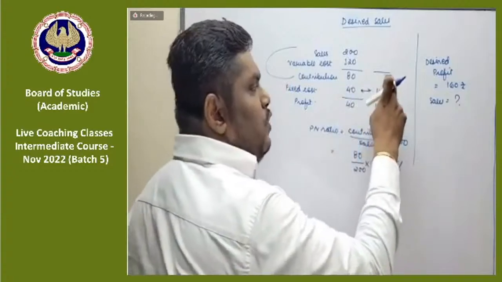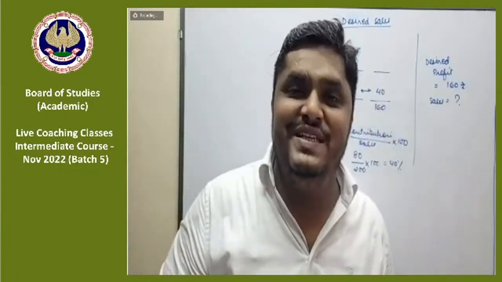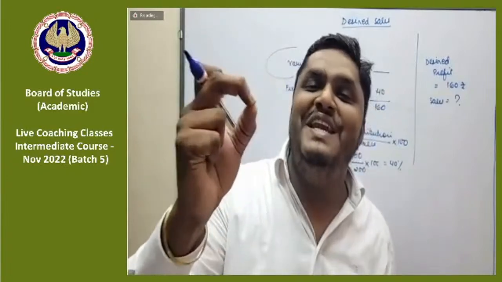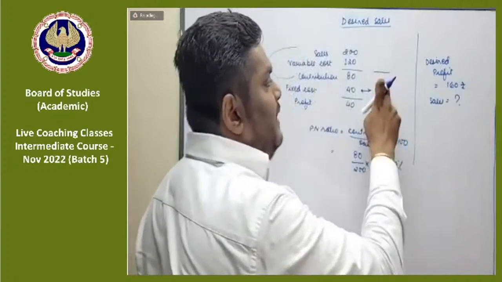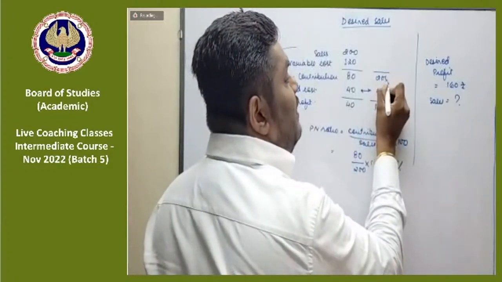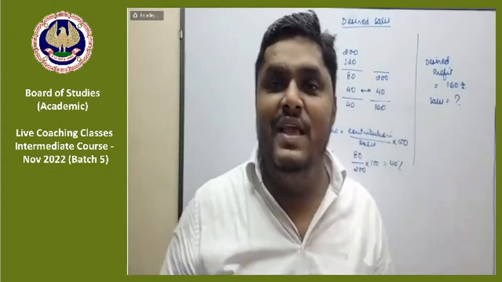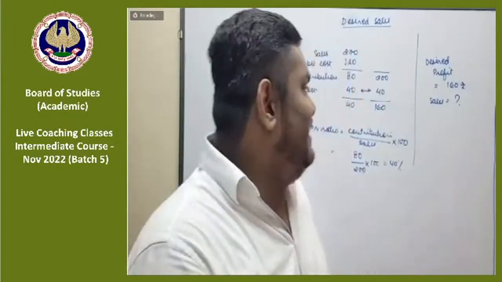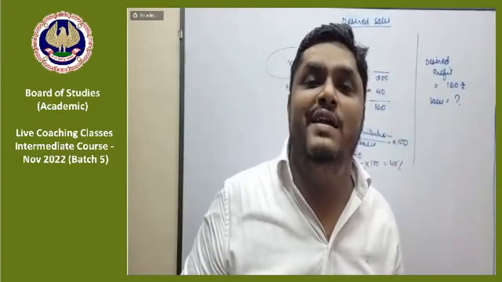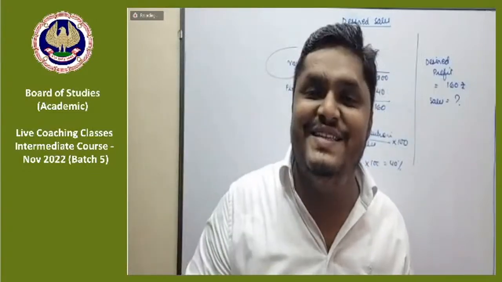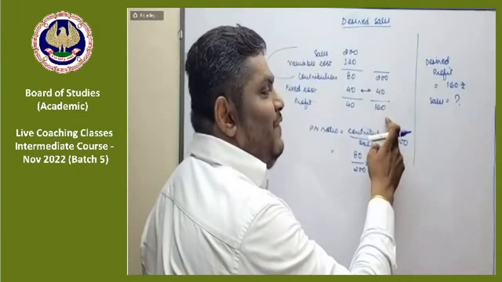So contribution minus fixed cost should be how much? 160. So how much will contribution be? Very simple, 200. So 200 minus 40 will be 160. Many students made the mistake of writing 120 and calculated 300 as the desired sales. The answer is incorrect. Very simple, contribution minus fixed cost is profit.